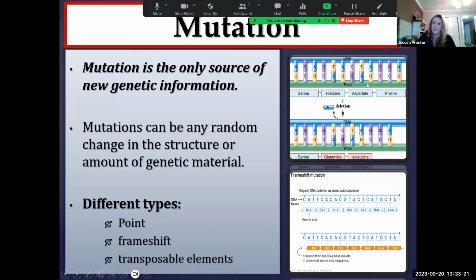The GAU codes for aspartate. And the CCU codes for proline, okay? So now we've got this chain or sequence of amino acids: serine, histidine, aspartate, and proline. But then there's a random deletion, a random mutation that deletes just one of those nitrogen base pairs, okay?